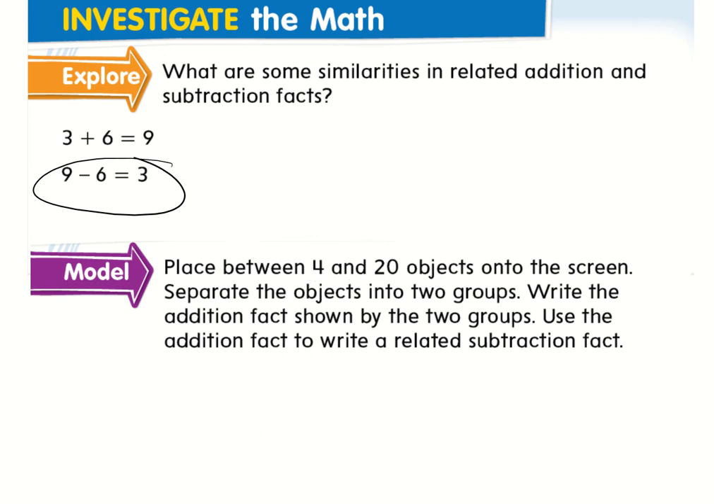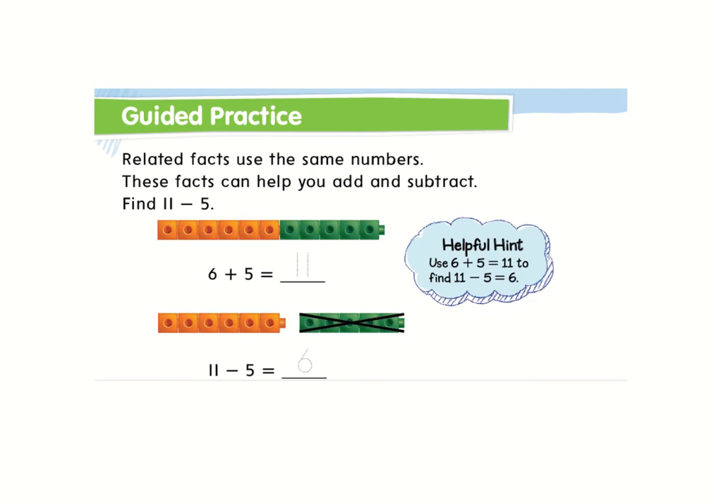So we're going to try relating addition and subtraction with these ones here, boys and girls. So let's take a look. Related facts use the same numbers, and these facts can help you add and subtract. So to find 11 minus 5, we need to solve this problem right down here. So 11 minus 5, we've got these 11 up top.